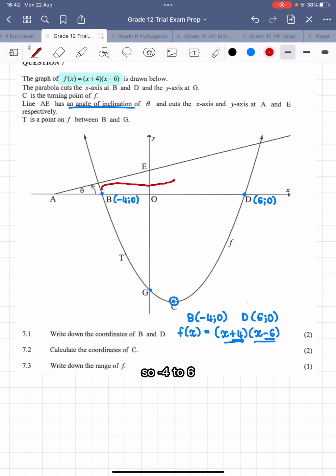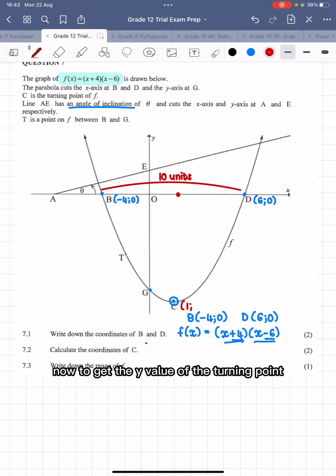So the one x-intercept is at -4 and the other x-intercept is at 6. There are 10 units in between these two x-intercepts altogether. So from -4 to 6, we have 10 units altogether. So halfway between -4 and 6, because it's 10 units, that would be at 5 units from -4 and 5 units from 6, which will be at x equals 1.